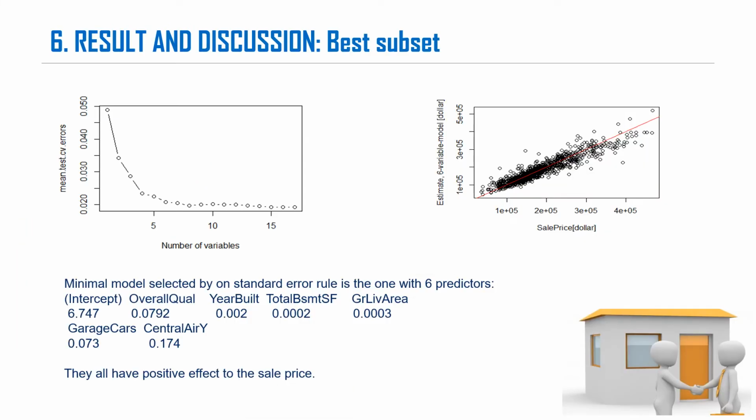The result of linear regression using the best subset algorithm shows us that as the number of variables increases, the mean test error decreases. Per one standard error rule, the model with minimal predictors is the one with 6 variables. The first 6 variables are overall quality, year built, the total basement square feet, the living area above ground, garage for cars, and air conditioning. All of these have a positive effect on the sales price. Then we find the predicted results for the 6 variable model and the sale price on the right.